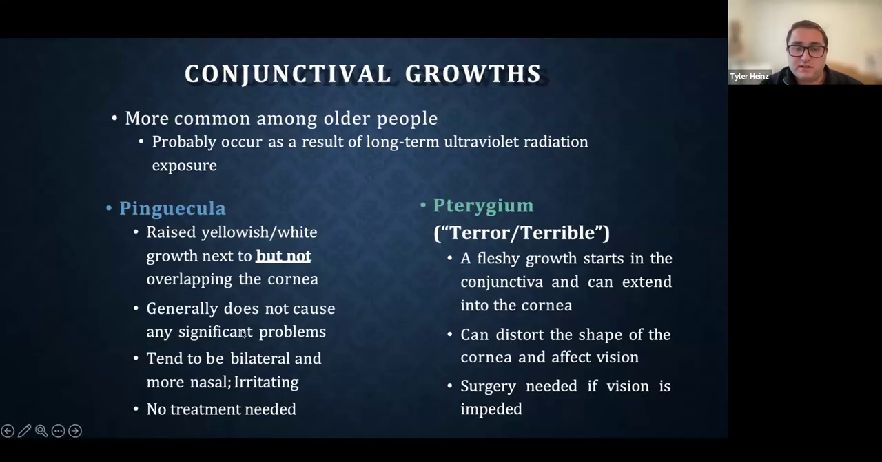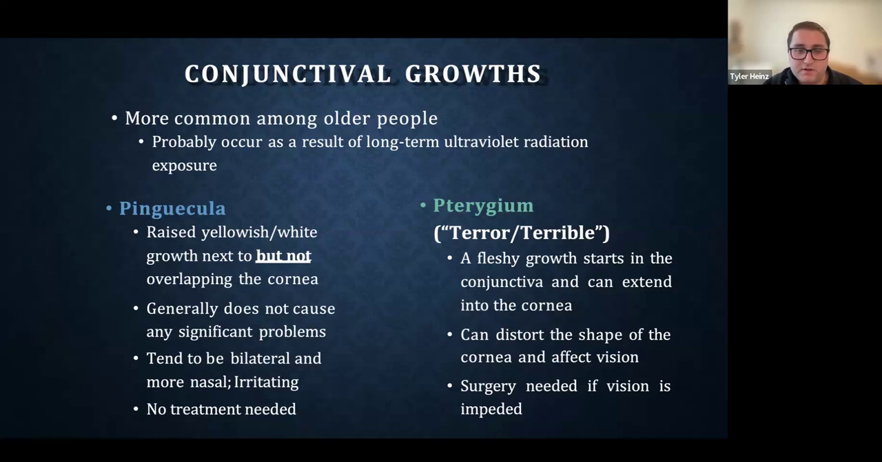Usually, it doesn't cause any significant problems. A lot of times, the patients don't even realize that they have it because they could be pretty small. Sometimes they're kind of big. Sometimes they even look like a little bit of a plaque underneath the conjunctiva. So sometimes, if it gets to be too big, it can become a little bit irritating.